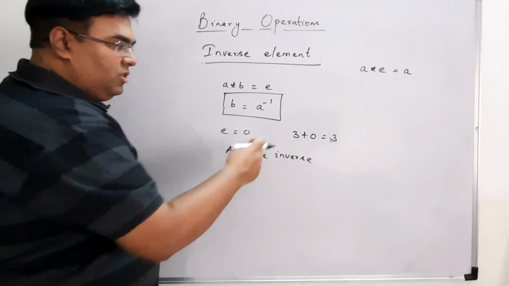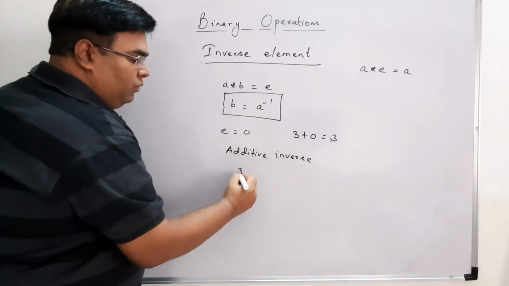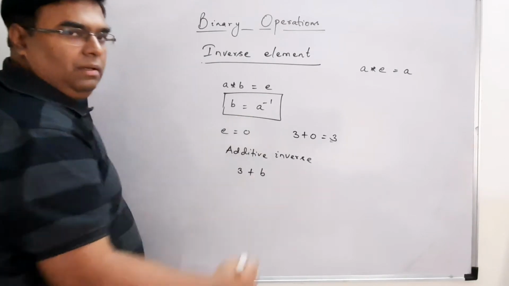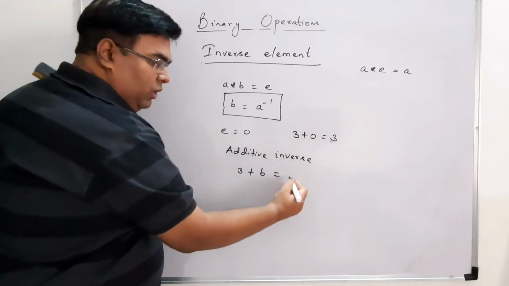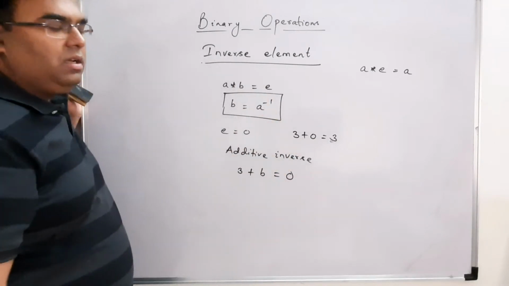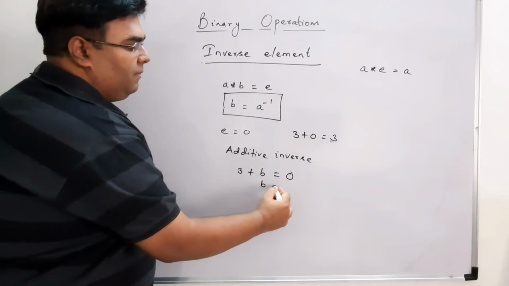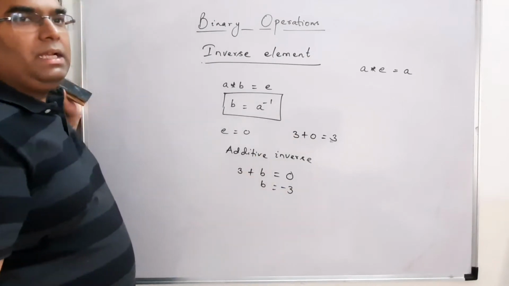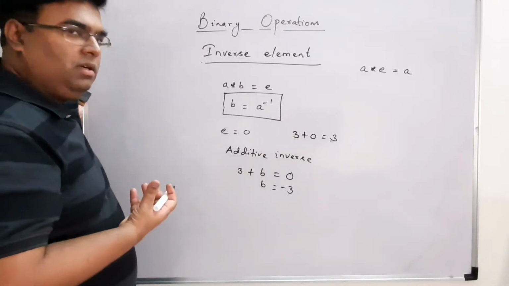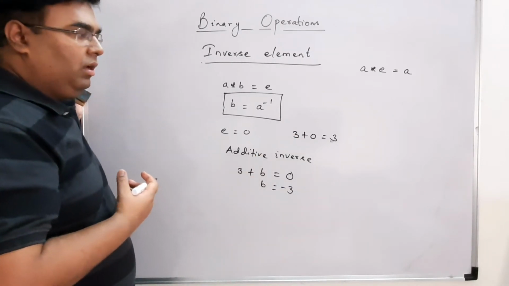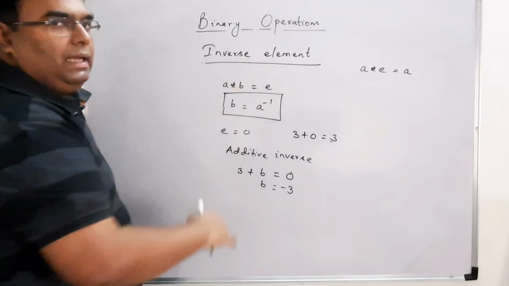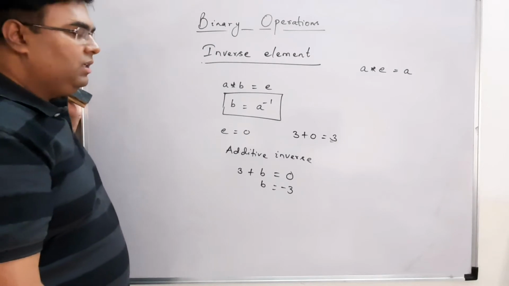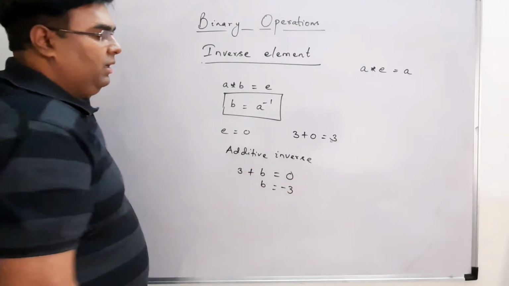So additive inverse of 3 is what? Let us say B is my inverse of 3, which will give you what? Your identity element, which is 0. So what is B here? -3. So in addition operation, the negative of the number is basically our inverse element, right? And it is known as additive inverse.